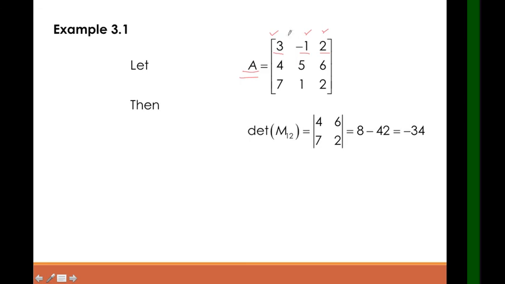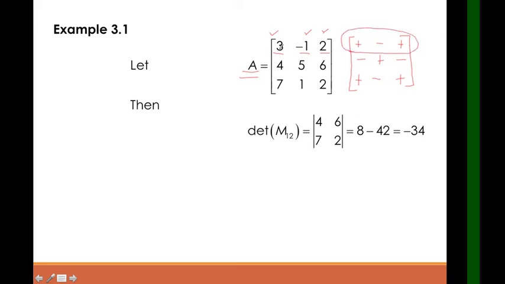Pero bago yan, may mga symbols yan. Since tatlo lang sila, ang symbol niya is positive, negative, positive. After ng positive, syempre, negative, positive, negative, and positive, negative, positive. Okay. Now, ito yung tatlong symbols niya lang kasi ito lang yung kukunin natin eh.